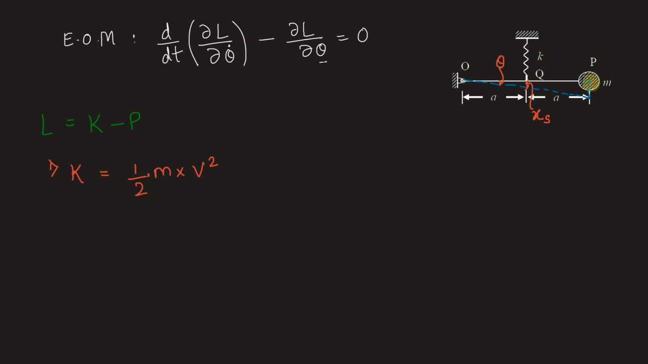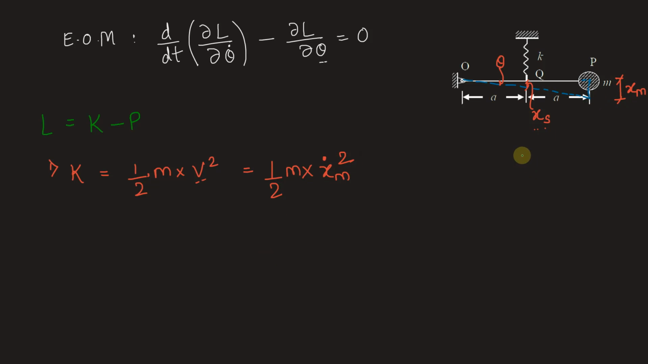Now the velocity of mass m can be written as the time derivative of its displacement. For the spring we had the displacement xs. For the mass we can denote it by xm. Both will not be equal. Notice this point. xs is this small distance. The deflection of the bar at Q will be xs and the deflection of the bar at P will be xm, which will be the displacement of point mass m. Half into m into v squared will be given by xm dot whole squared, as per the definition of velocity.